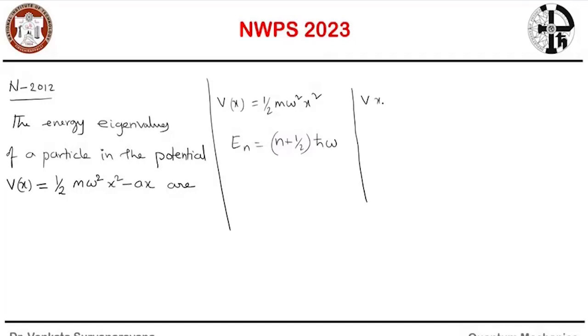If you have a potential V(x) equal to half m omega square x square plus a constant, what are the eigenvalues? Can anyone tell me? Energy? The constant will get added. Now, this problem can be written as something like this. Can anyone see how this potential V(x) can be written as a harmonic oscillator potential plus a constant?